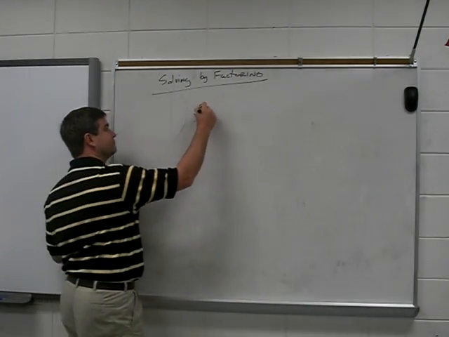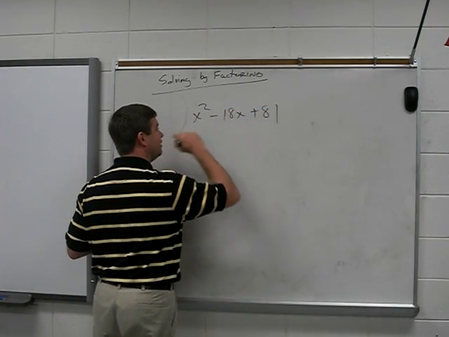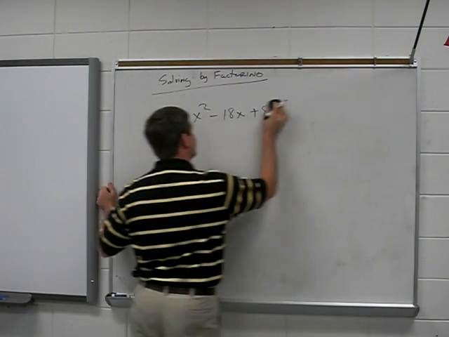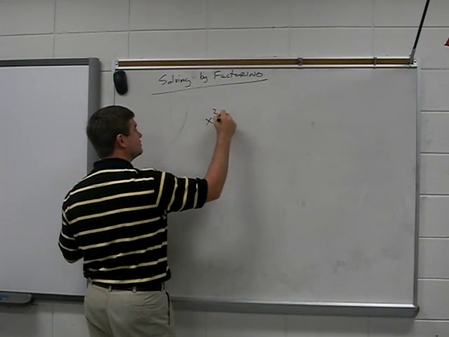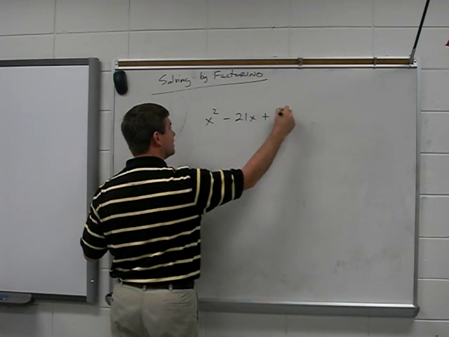x squared minus 8x plus 81. All right. Read a different one out. I don't want to do that one for this one. Sorry. x squared minus 21x plus 80. Yeah. Okay, that works.